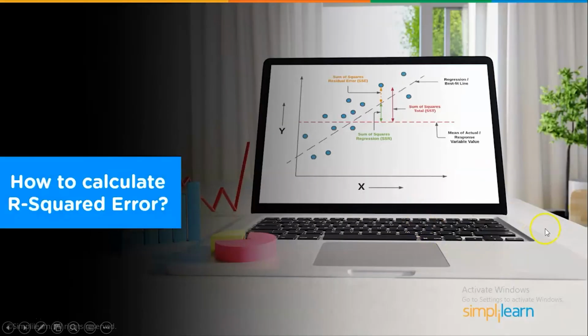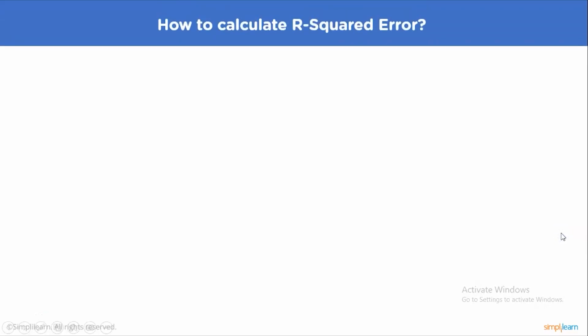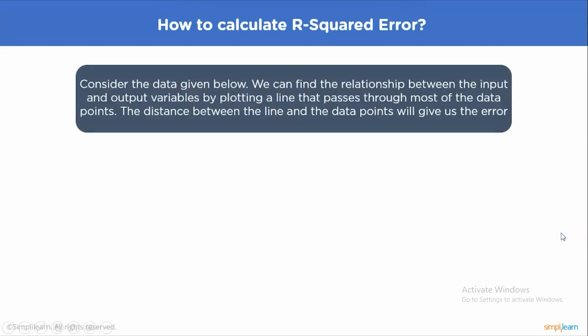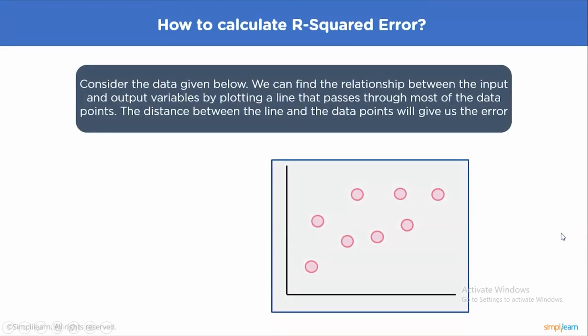Now, how can you calculate the R squared error? Let's start by considering the data that we have been given, as shown below. Now we can find the relationship between the input and the output variables by plotting a straight line or a regression model that passes through most of the data.